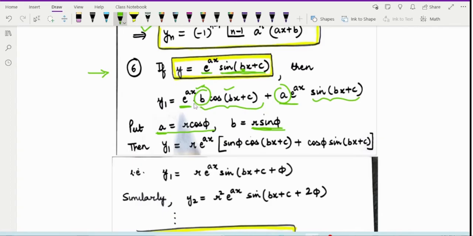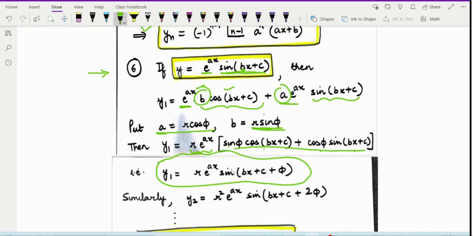So r e to power ax is going to appear in both the terms, and inside you will get a straightforward formula of sine of a plus b. Okay, sine c plus d, that formula. So r e to power ax goes out. You have sine phi cos(bx plus c) plus cos phi sine(bx plus c) inside the bracket. But this is a standard formula. We know that sine of c plus d is sine c cos d plus cos c sine d. So that's the formula that we are applying here to write it as sine of bx plus c plus phi. Now this helps us to observe a pattern in the next order derivative, because now it has taken the same form.